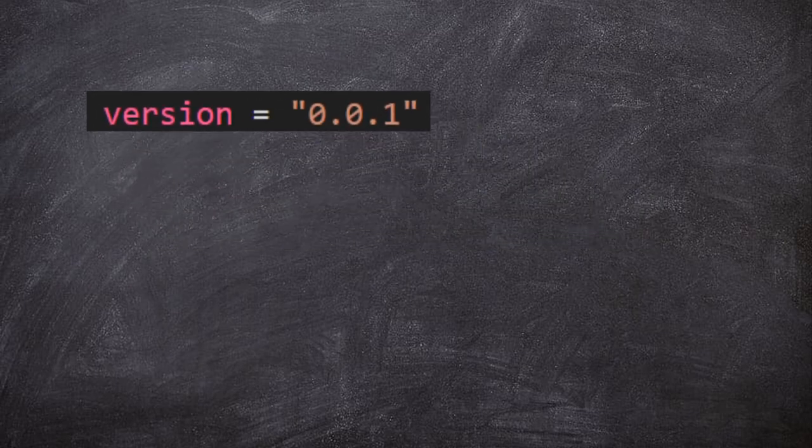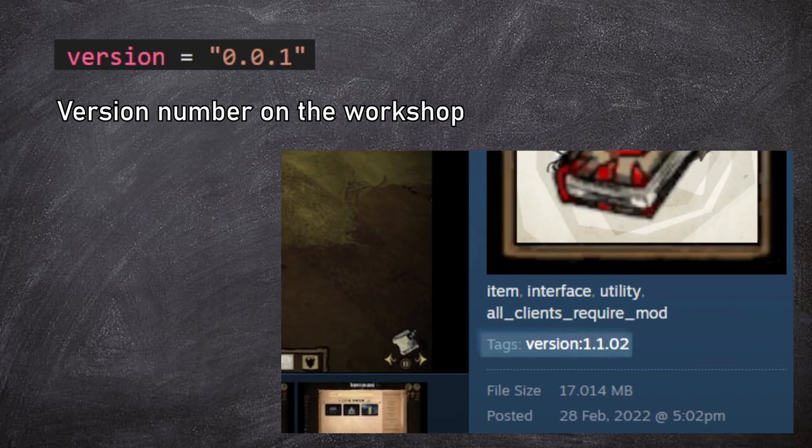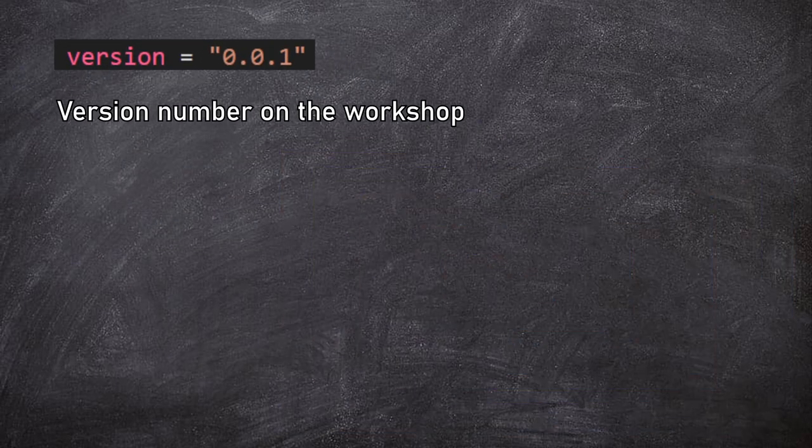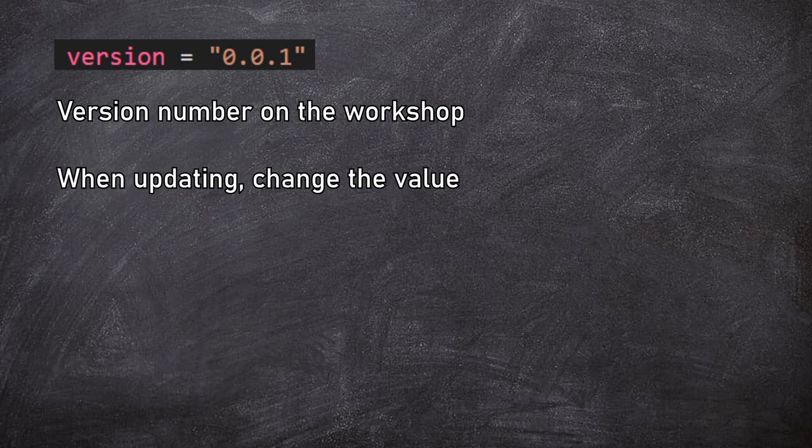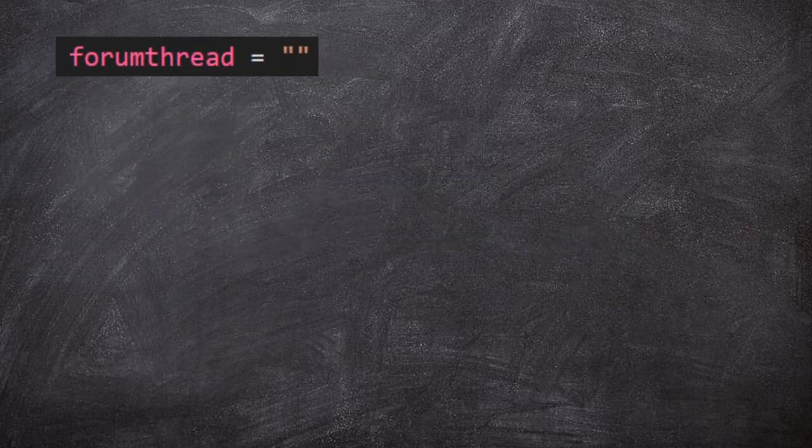Version. This is the version that shows up on the workshop, and there's a little catch with this one. Whenever you update your mod using the mod tools, you need to specify a different, not bigger, just different, version string than the version that's currently on the workshop. So if you have a published mod with, let's say, version 1.5.1, if you want to update this mod, you will have to change this value to anything other than 1.5.1. Forum thread is a string with a URL.